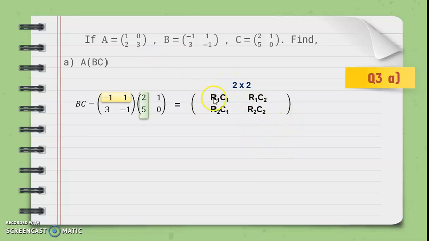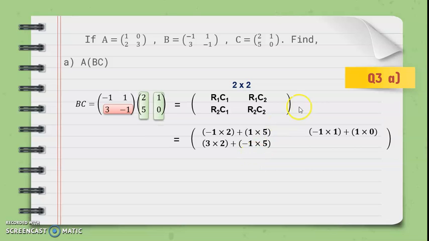Let's see. The first value we want to find is row 1 column 1, so row 1 multiplies with column 1. You get negative 1 times 2 plus 1 times 5. Next we find row 1 column 2, so row 1 multiplies with column 2, and you get this value. Then for row 2, because we already found row 1, row 2 multiplies with column 1, and the next one, row 2 multiplies with column 2. Once you have written it down like this, you evaluate. The matrix will be 3, 1, and negative 1, 3. So we have found the matrix for BC.